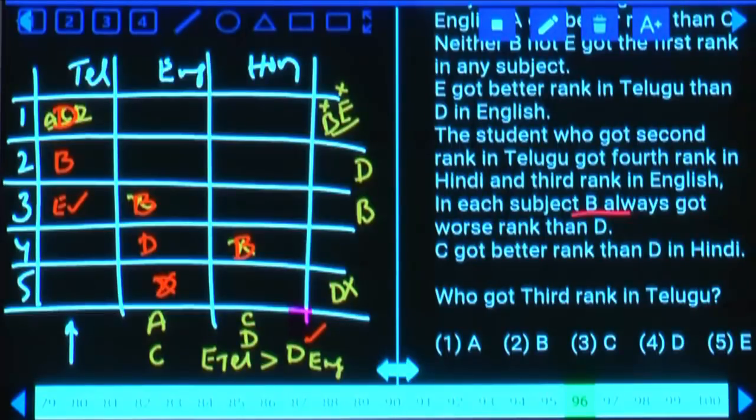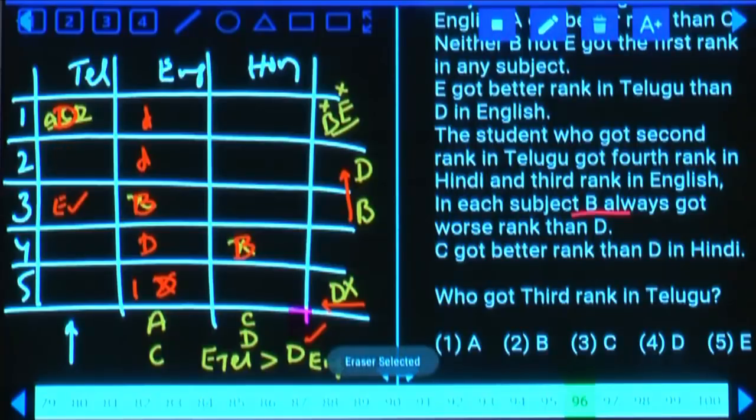D cannot be at the 5th place because D must always be followed by this one. If D is at this place, then B will be here. But D should always get a better rank than B. Hence D cannot be after this B. Hence D must be before this one, which is not possible. Hence B cannot be at this place.